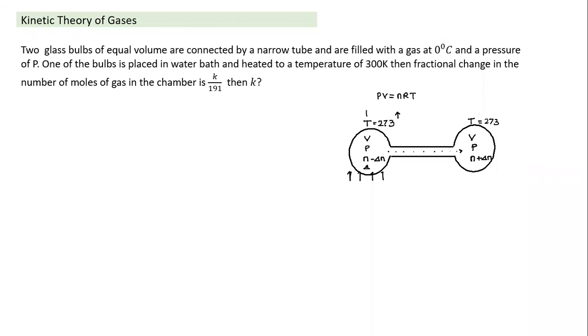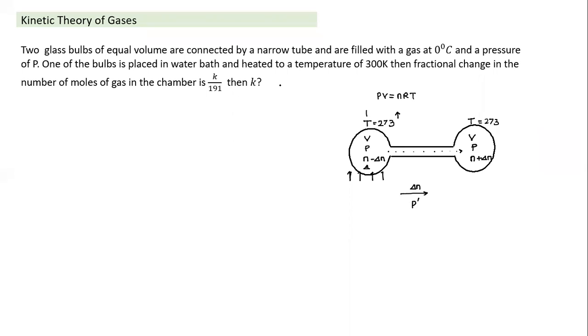And the second thing that will happen when heating is that the pressure tends to increase. Earlier, both had pressure P. The total volume cannot change, so the pressure also will change. So two things may happen. One is the transfer of a certain number of molecules. And second, the pressure will change to P dash. Since they are connected by a tube, the pressure has to be equal. So these two changes are happening. And what you're asked is, on changing to 300 K, what is the fractional change in the number of moles of gas in the chamber? That's what you need to calculate.